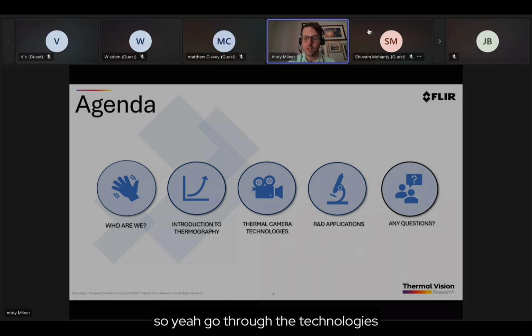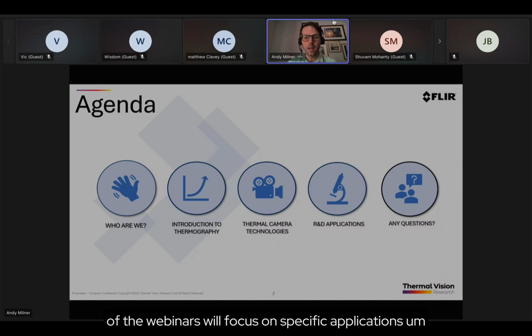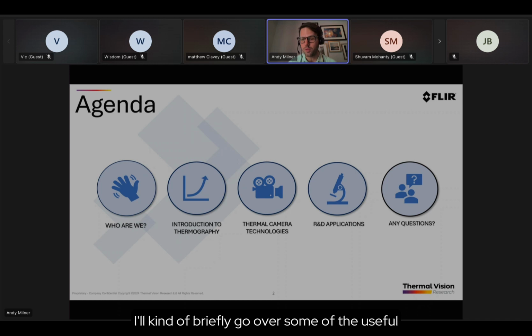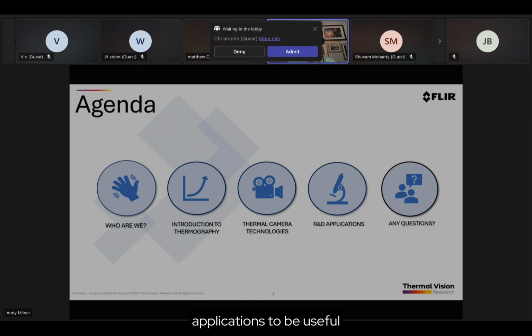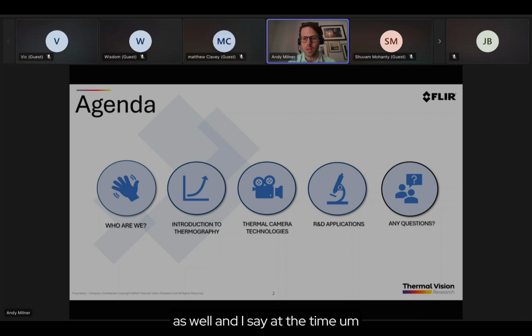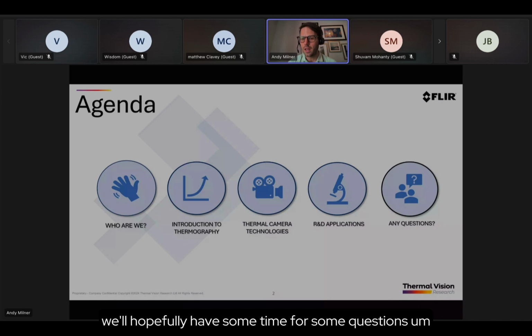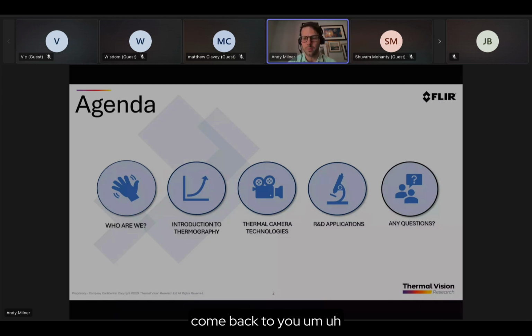So yeah, I'll go through the technologies, and although some of the webinars will focus on specific applications, I'll briefly go over some of the useful applications that we use them for, so material science, PCBs, and some of the things that Matthew has mentioned as well. And at the end, we'll hopefully have some time for questions. And if we can't get through them all, as Matthew said, we'll come back to you later on after the presentation.